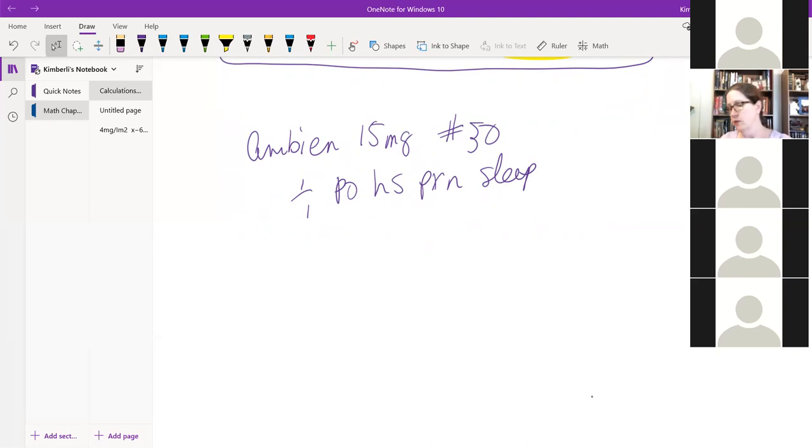So anyway, let's say that it's one by mouth. What is HS again? Hour before bedtime or hour before sleep. So how would we write that on the bottle for the patient? We would write, take one tablet by mouth at bedtime, as needed for sleep. It doesn't say QHS, so we wouldn't put every night at bedtime, because this is as needed.